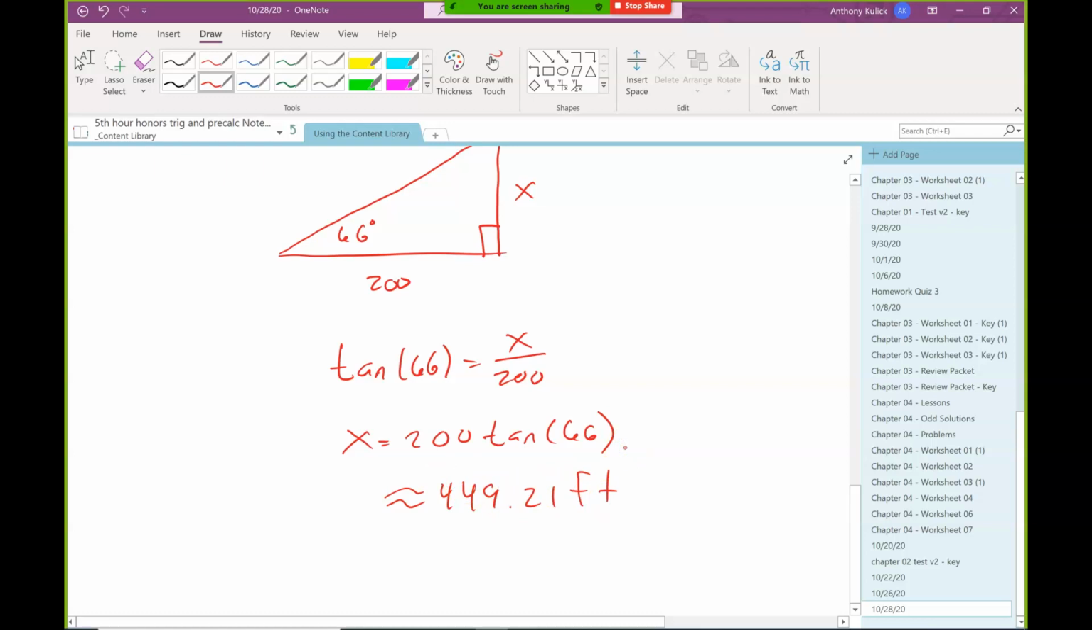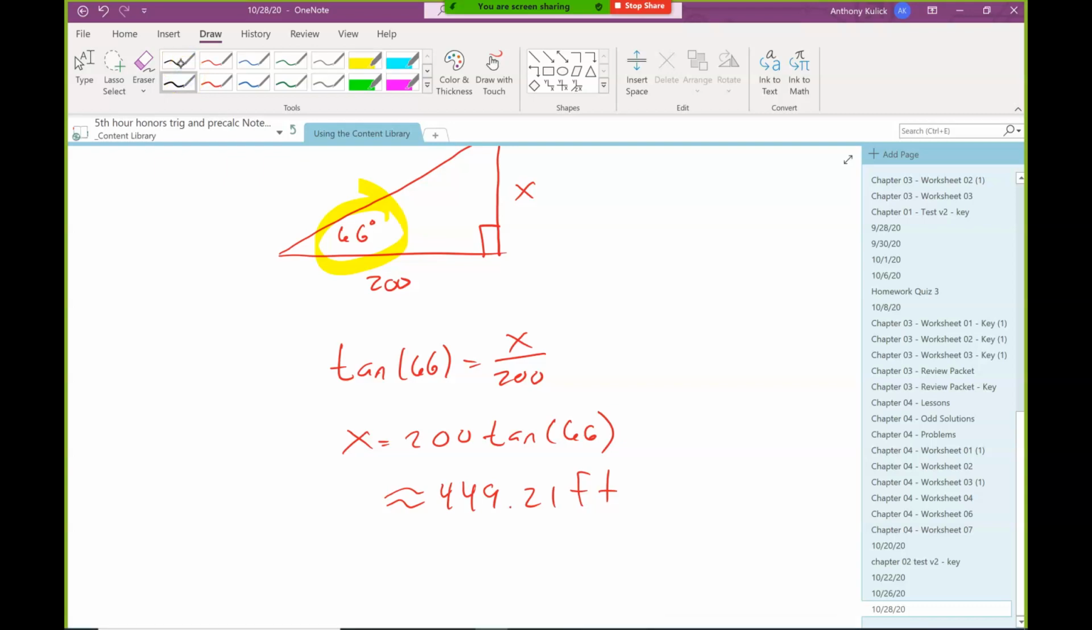What do I have to be careful about, though, when I'm typing this into my calculator? Got to be in degree mode. Yep, how did we know it was in degree mode? The angle given to me in the problem was in degrees. It tells us.